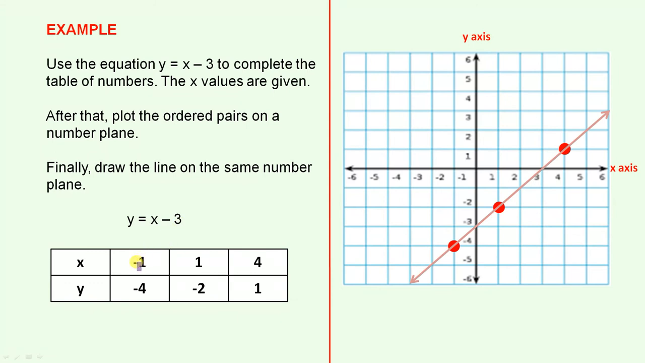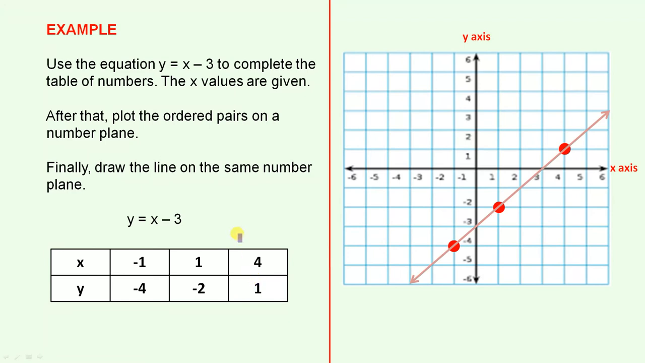So when x equals minus 1, y will be minus 1 minus 3, which is minus 4. When x is 1, y is 1 minus 3, which is minus 2. And when x is 4, which is there, y is 4 minus 3, which is 1. It doesn't matter what values of x you put here, you can still find the corresponding values of y.